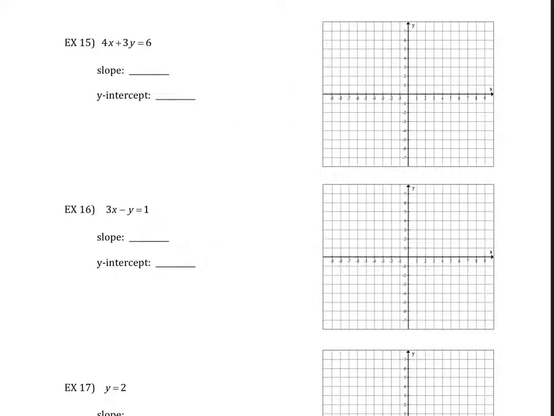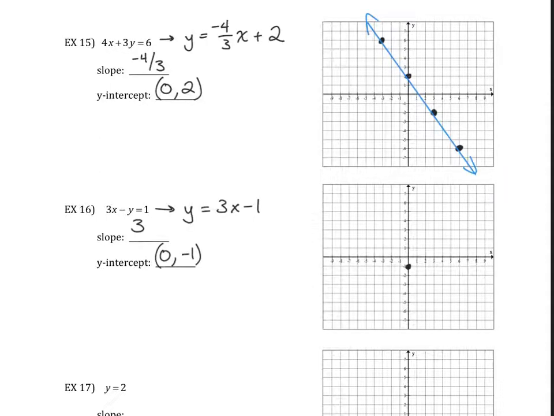Here we have a new page. You can see example 15 and 16. Pause the video, try these for yourself. Again, solve for y, find your slope and y-intercept, plot your y-intercept first, use the slope to find the rest of the line. So here I am with mostly answers. For example 15, solve for y, you would have to subtract the 4x from both sides.